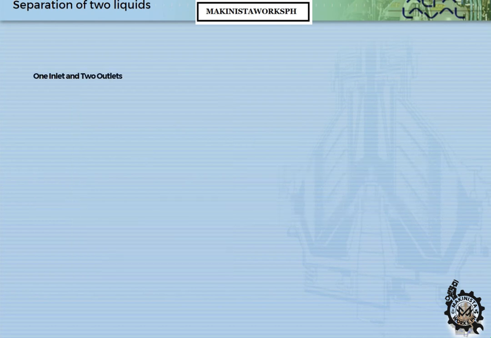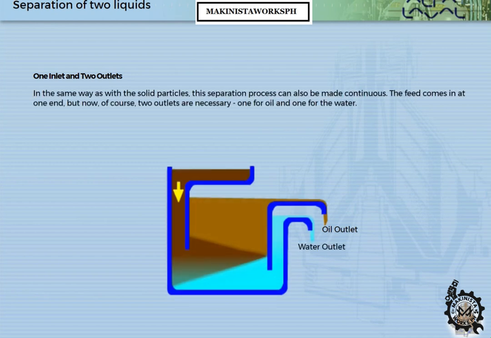One inlet and two outlets. In the same way as with the solid particles, this separation process can also be made continuous. The feed comes in at one end, but now, of course, two outlets are necessary, one for oil and one for the water.